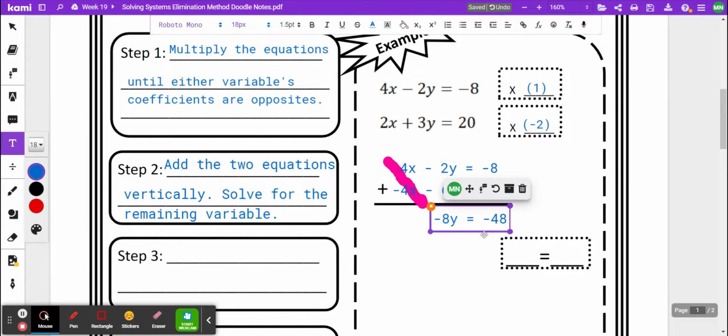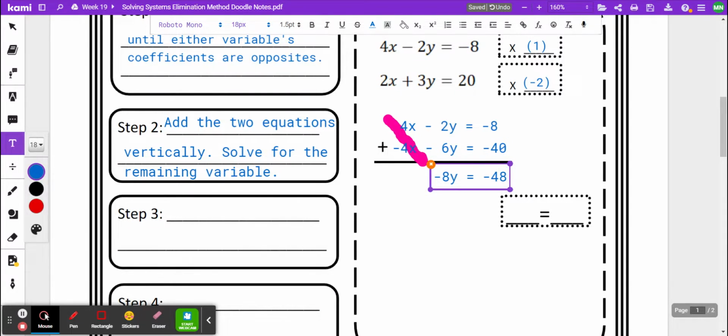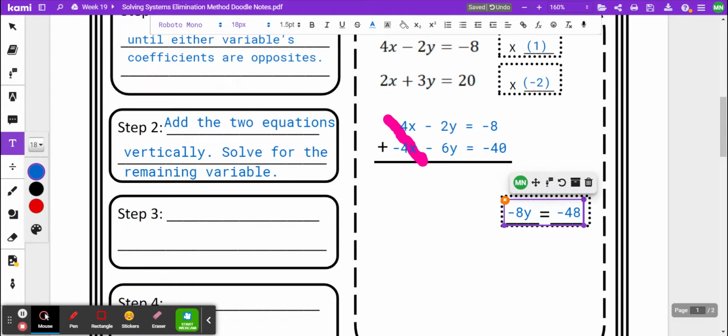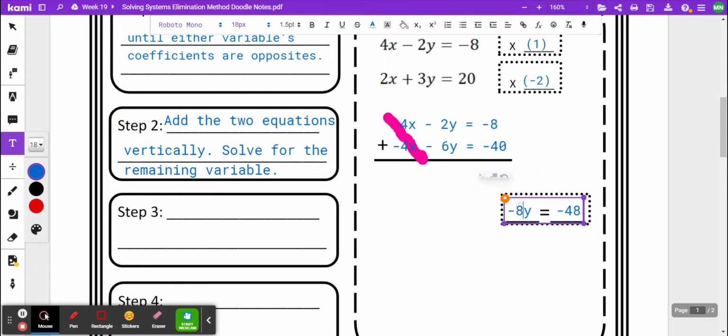This is just a one-step equation. I'm assuming that is what they wanted us to put here. So let's put that there. I can't quite remember exactly how it wanted it. Yeah, that was a lie. This goes here. Okay.